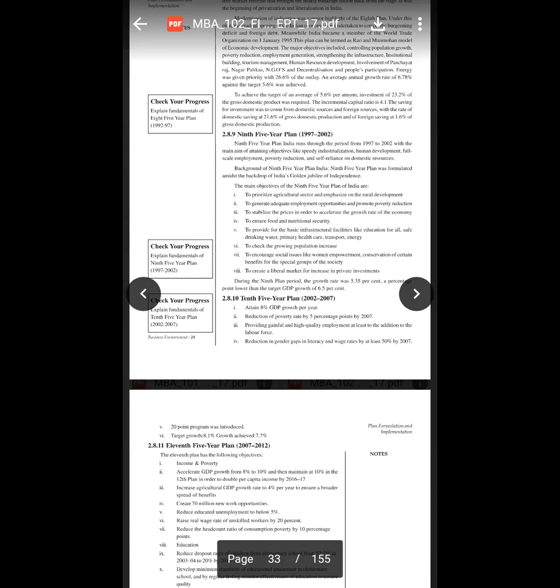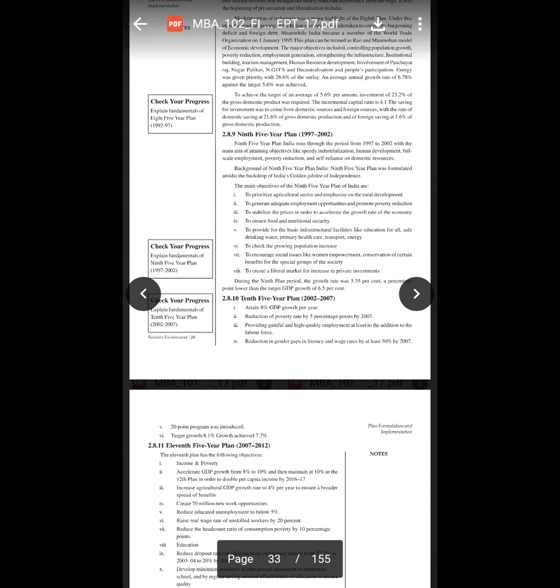Now the 10th 5-year plan. The 10th 5-year plan aimed at 8% GDP growth per year, reduction in the poverty rate by 5 percentage points by 2007, providing gainful and high quality employment at least to the addition to the labor force, and reduction in the gender gap in literacy and wage rate by at least 50% by 2007. A 20-point program was introduced, and here also nearly achievable growth has been done by the country. Okay, the growth achieved is 7.7 and the target growth is 8.4.